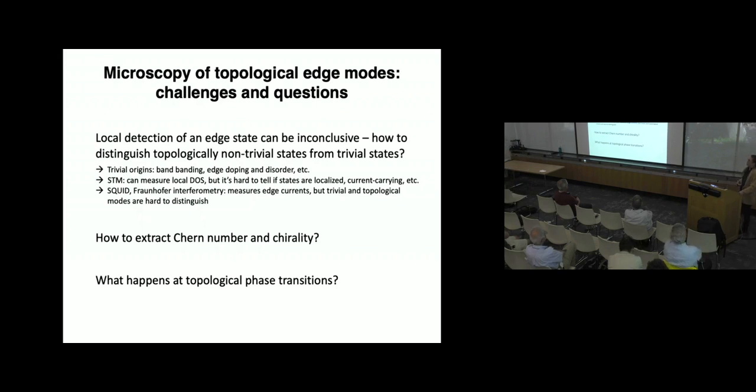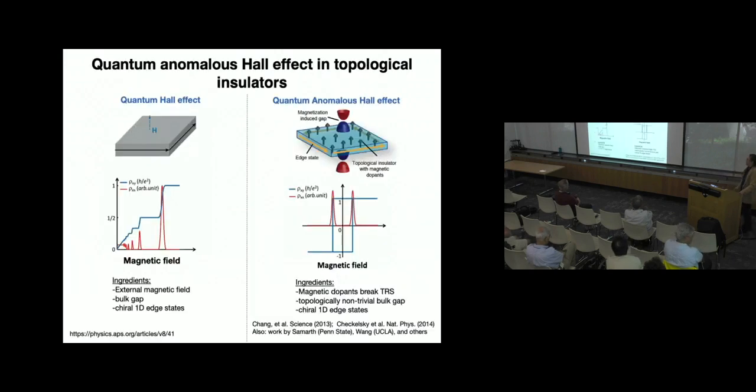So motivated by some of these questions and challenges, my group was also interested in developing a more general theoretical framework that could provide a roadmap for disentangling the experimental signatures of topological surface states from trivial states using the technique of MIM. So in order to provide some motivation for this direction, I want to start by providing a quick overview of some of our prior experimental work on imaging topological edge states in magnetic topological insulators.